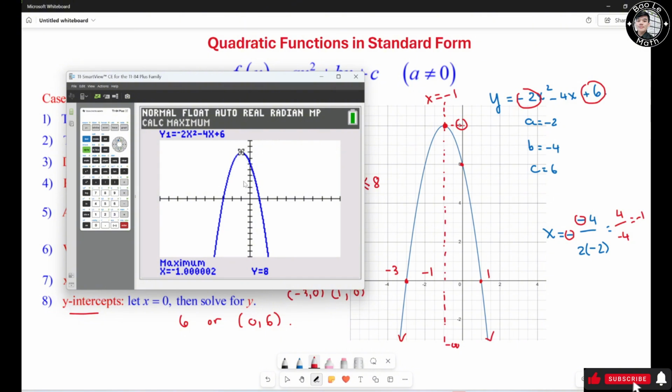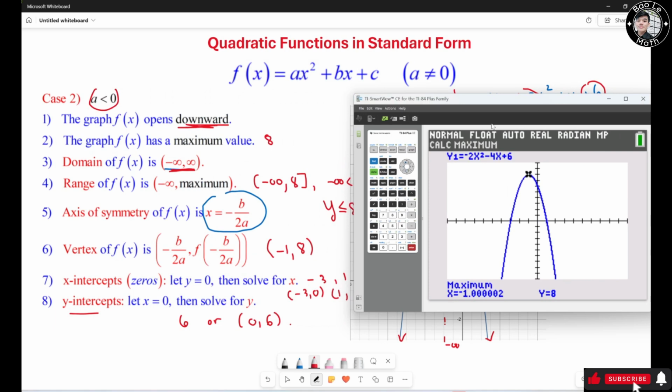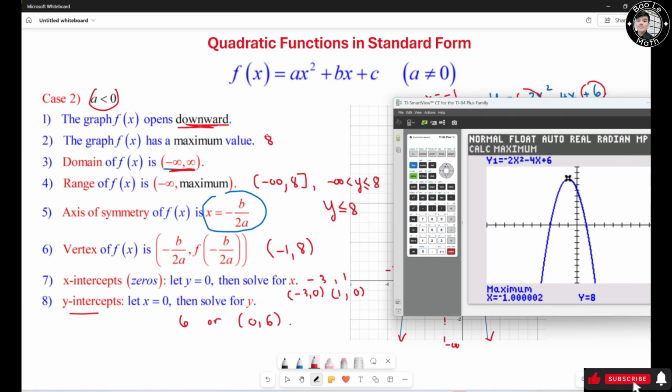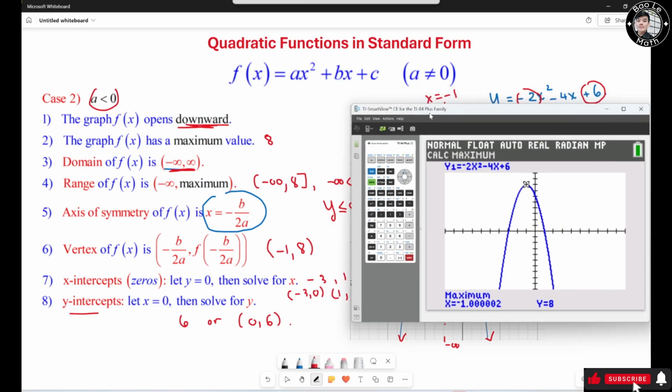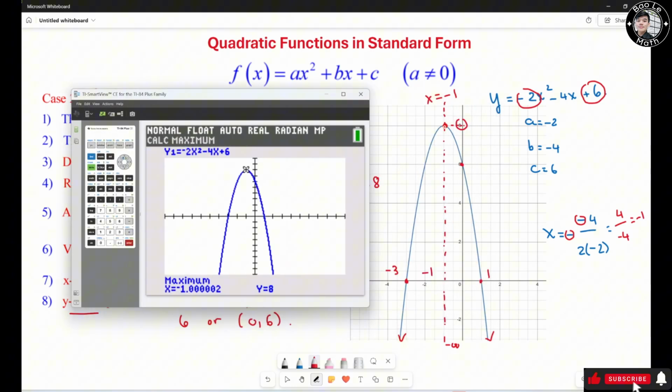The maximum right here is going to be 8. It's exactly right here. 8 right here, right? This is the maximum. Now I need to find the y-intercept, right? Y-intercept, very simple. You just let x equal to 0, and it's going to be right here, right?